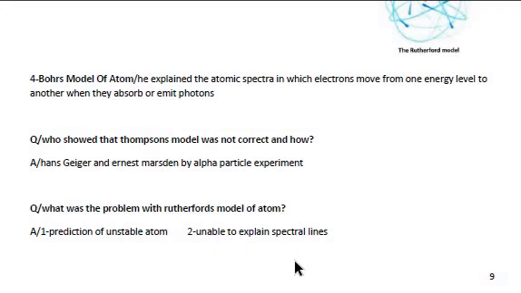The second problem with Rutherford is he was unable to explain spectral lines. What's the meaning of spectral line? Every atom which gains energy will emit radiation, and that radiation will have colors in it, electromagnetic visible colors. Those are spectral lines. He was unable to explain the reason for those spectral lines which were emitted from an energetic atom.